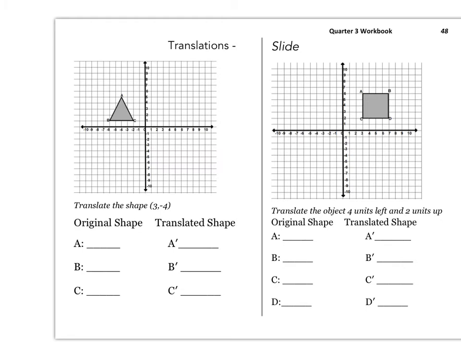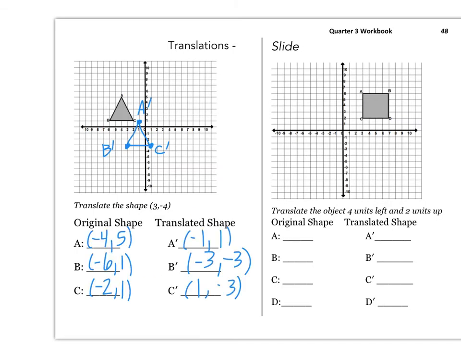Alright, so page 48. Go ahead and start by getting the order pairs for A, B, C. Write those here for the original shape. The rule is here. Write 3, because the x is going positive 3, y is going down 4. Go ahead and try this shape, then check yourself with me.